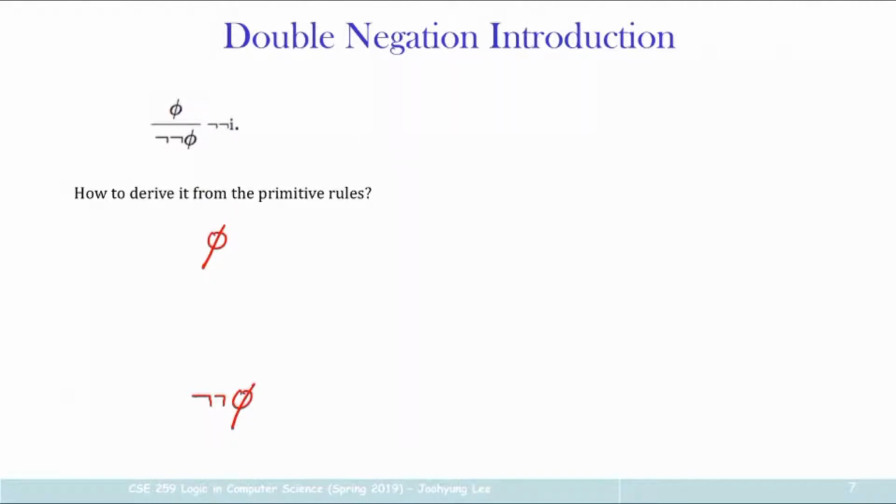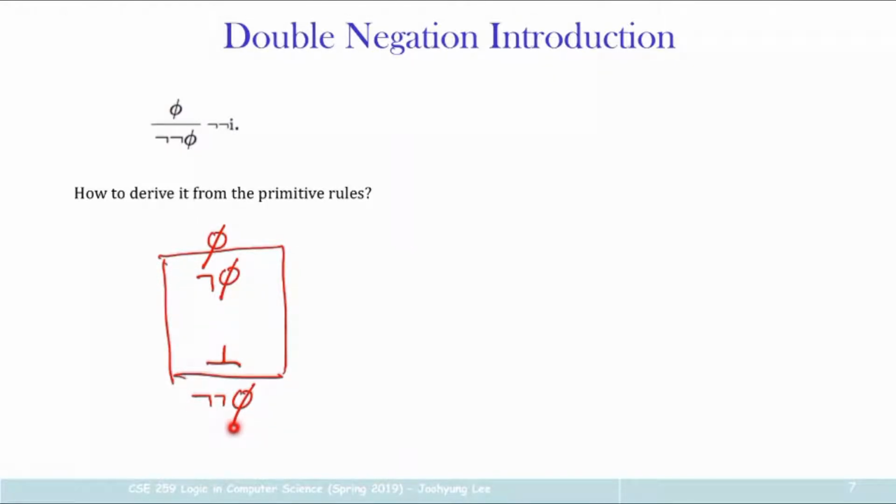If your goal is to prove a negated formula, what is your strategy? Try to assume not phi, and if you can prove bottom, right? So if you have the negation of something, to prove this, you can assume the negation, and if you can derive a contradiction, then you can derive the negated formula.